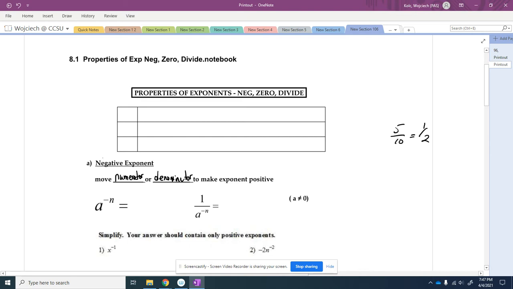Okay, so here I'll show you what I mean by this. A to negative n, to make it positive, you move a to the n to the denominator. Okay, and now this becomes positive. If the negative exponent is already in the denominator, you basically move it up. So this will become 1 times a to the n, which becomes just a to the n. Okay, now let's look at some examples so you can actually understand this.